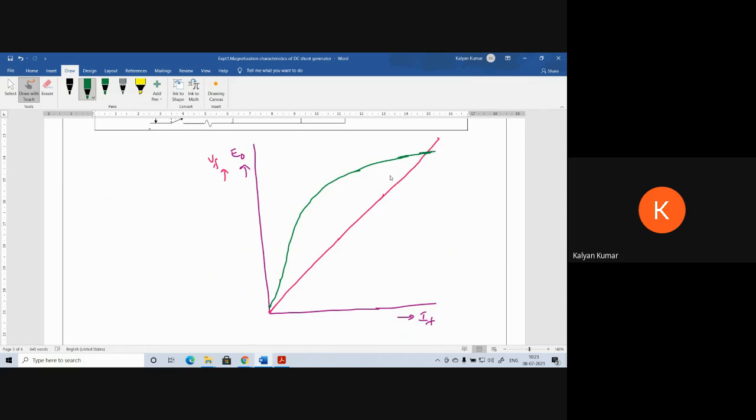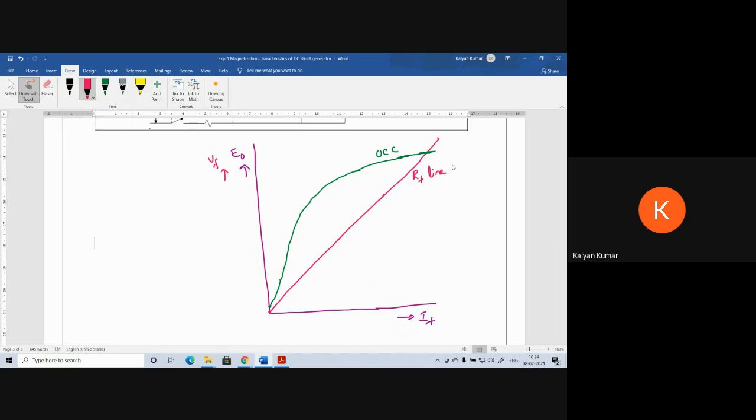So after saturation, we require a large amount of increase in field current in order to get a small increment in the voltage. So it should be of downward trend. Now, from these open circuit characteristics, this is the OCC and this is the field resistance line.